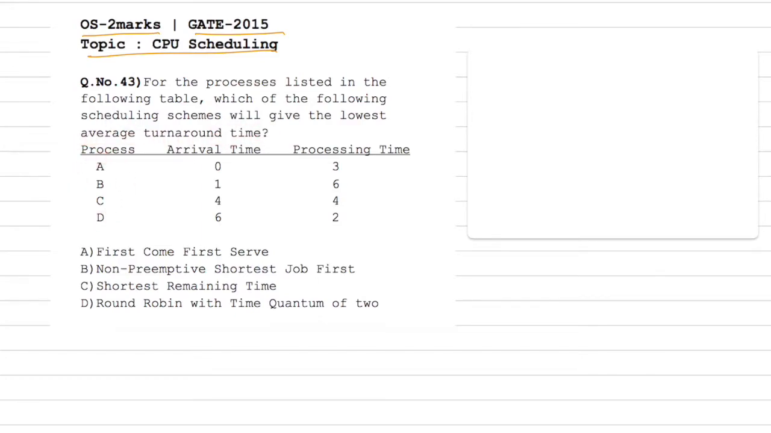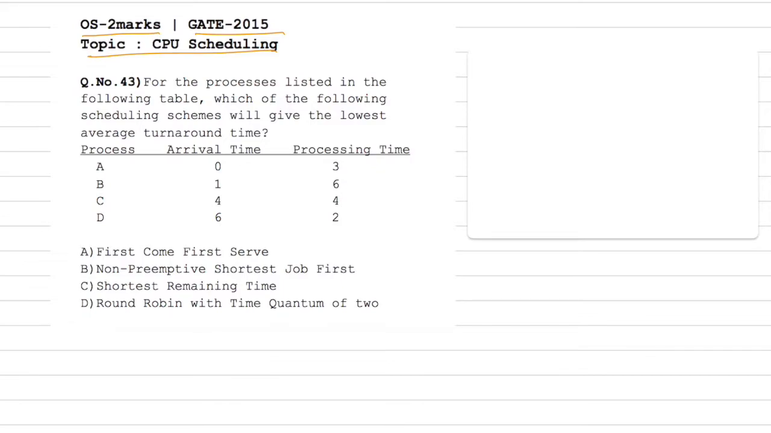So we have 4 processes, there are 4 arrival times and there are 4 processing times, and we have 4 possible scheduling algorithms. Now for each of these scheduling algorithms, we have to find the average turnaround time, and once we find the average turnaround time, we have to pick the lowest one. Now before we start with solving the question, let's see quickly the definition of turnaround time.